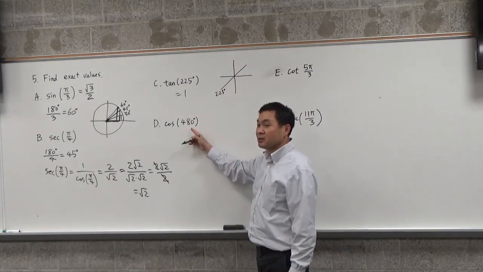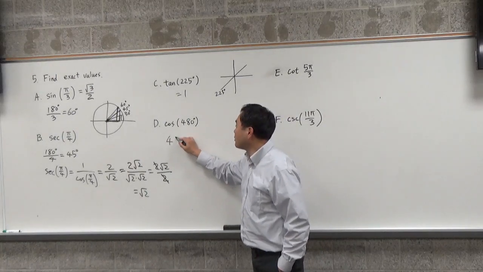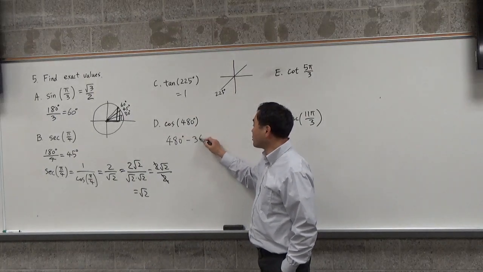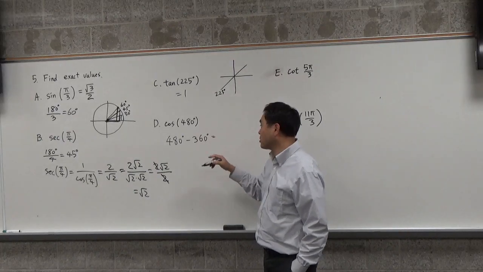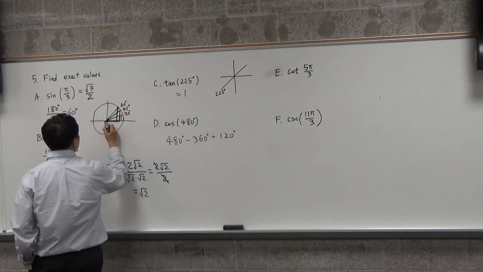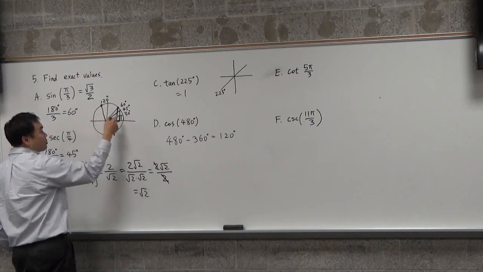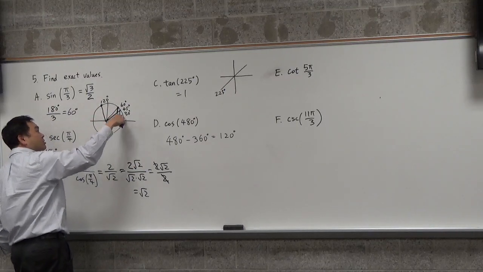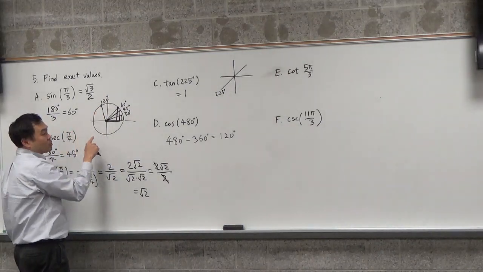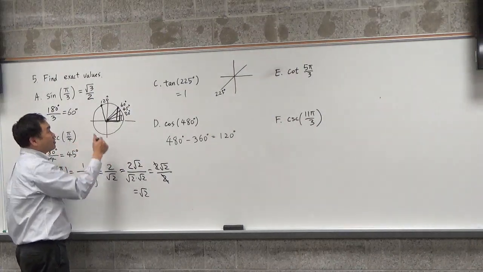Cosine 480. Oh, now this is a bit tricky. What do you do? 480 degrees. Subtracting 360. If you have something bigger than 360, you have to subtract 360 degrees to find the coterminal angle, which is 120 degrees. So that's coterminal, and the 120 degrees is right here. 480 degrees starts from here, goes all around the circle and lands at 120 degrees. So they end up at the same place. So finding the cosine of 480 degrees is the same as the cosine of 120 degrees.